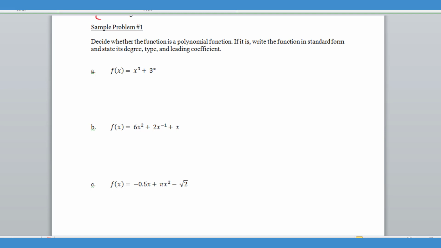In order for us to make this determination, the first thing we need to do is determine if the exponents are whole numbers. If we look at this, we can see we have x to the 3rd and then we have 3 to the x power. That variable right there in the exponent is not a whole number, so this is not a polynomial function. So we can just go ahead and stop at that point. There's no need trying to rewrite anything. As well with part B, we have an exponent that is a negative. Now the negative is an integer, but it is not a whole number. And so again, that is not a polynomial function.